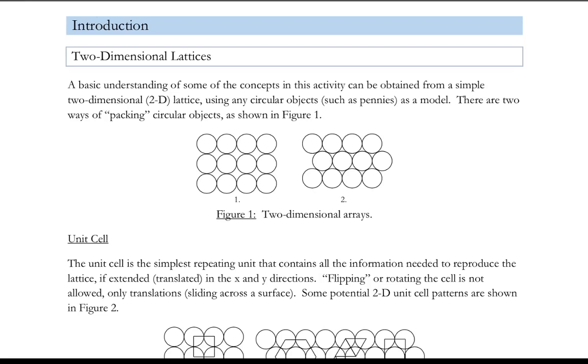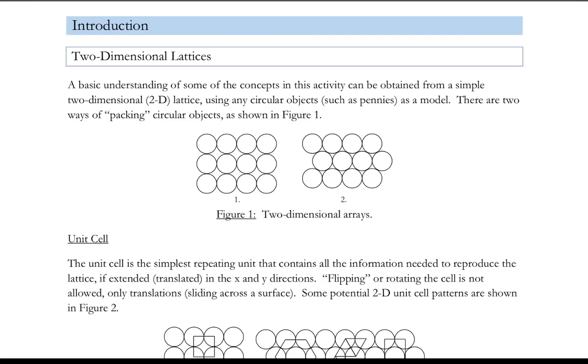The one on the left has more empty space than the one on the right, because you see the one on the right, the second row of pennies is put into the dimples of the first row. The third row is in the dimples of the second row, etc.